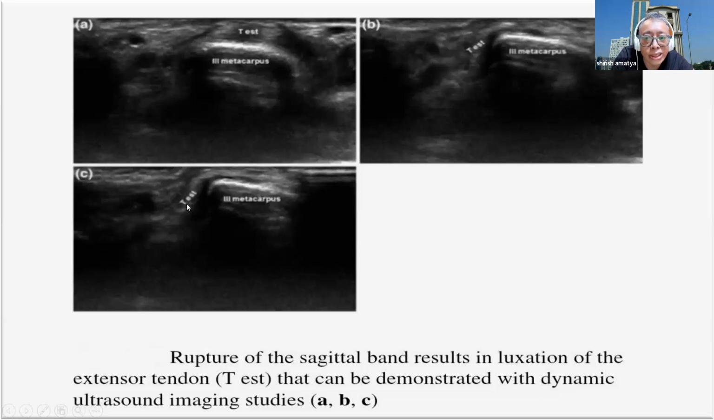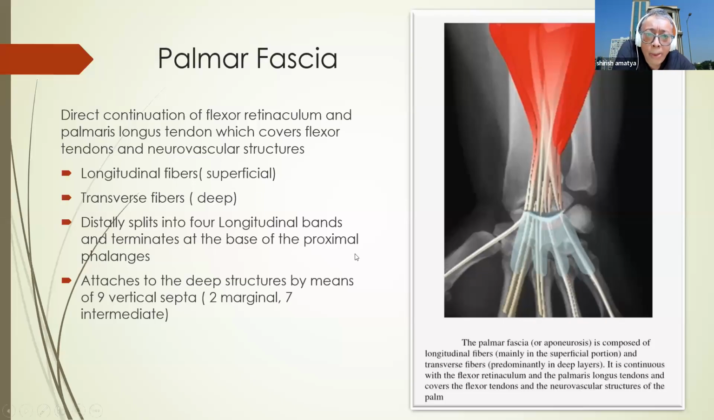As also in picture C, you can see the tendon is on the lateral side of the metacarpal head, and it is not over the head of the metacarpal. That means the sagittal pulley has been ruptured and the extensor tendon is dislocated to the lateral side. When we see these patients, we usually send them for orthopedic referral for repair of the pulleys. So coming to the palmar fascia.